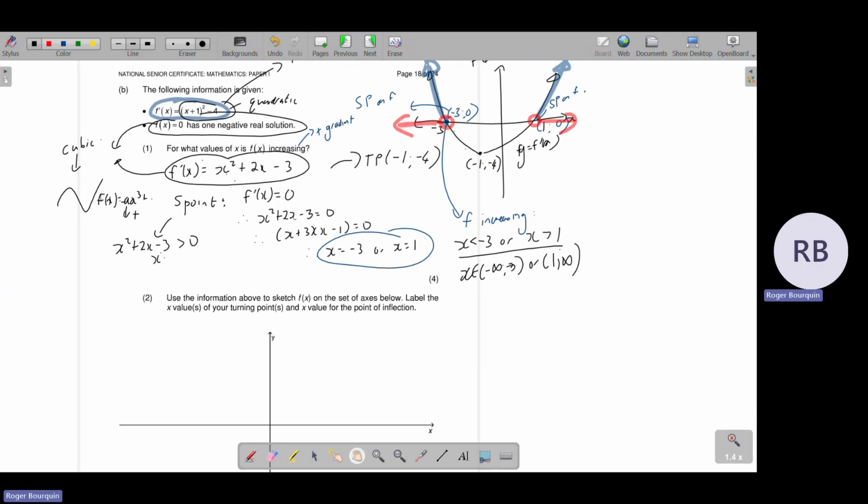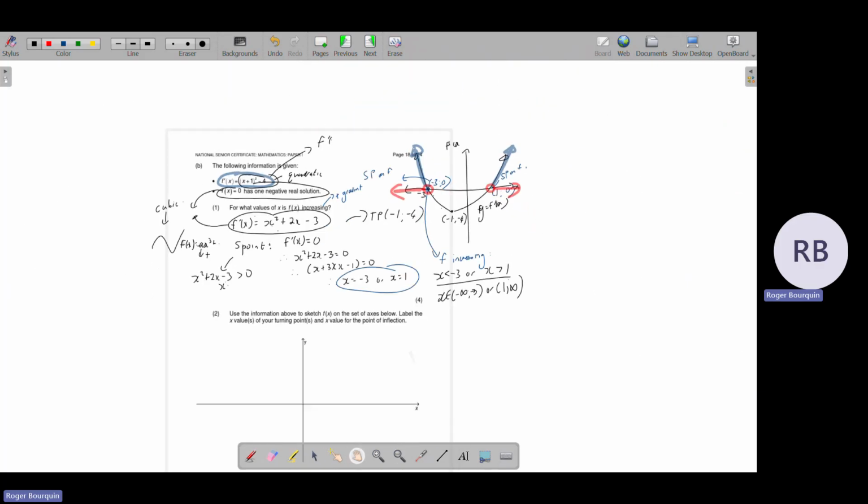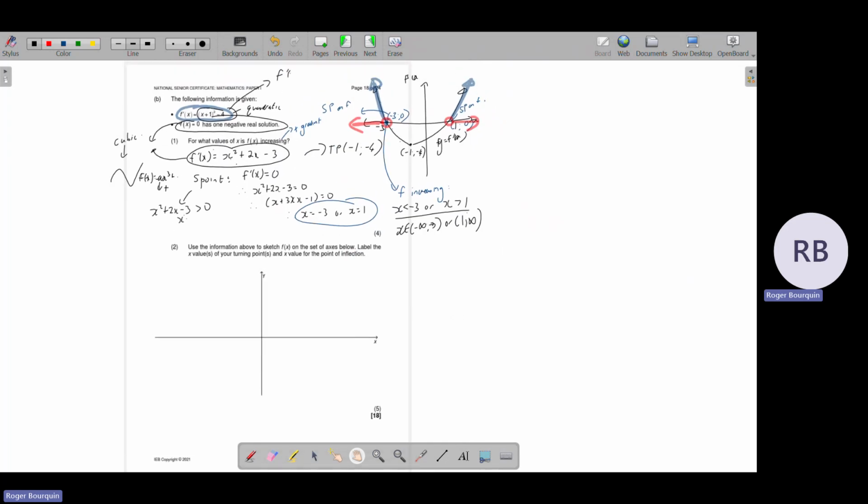It says use the information you're given to draw a sketch, not of f dash of x, but of f of x, right? So the first thing I would do is remember the basic shape of this graph. You should end up with a picture that looks like that roughly. It starts with a positive gradient and ends with a positive gradient. Now, what do they tell us?